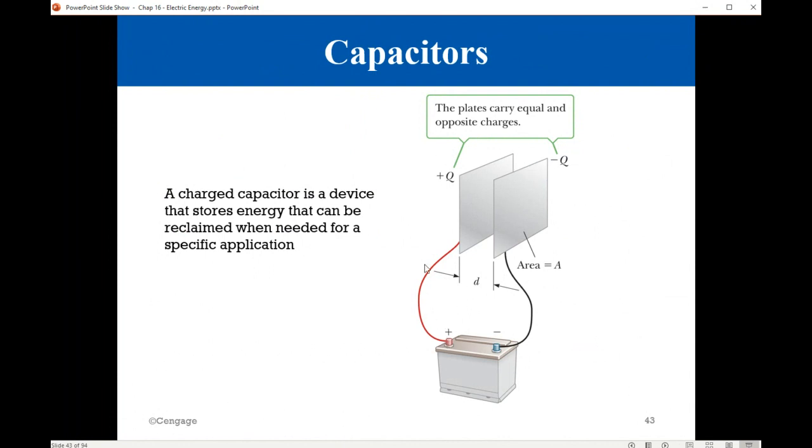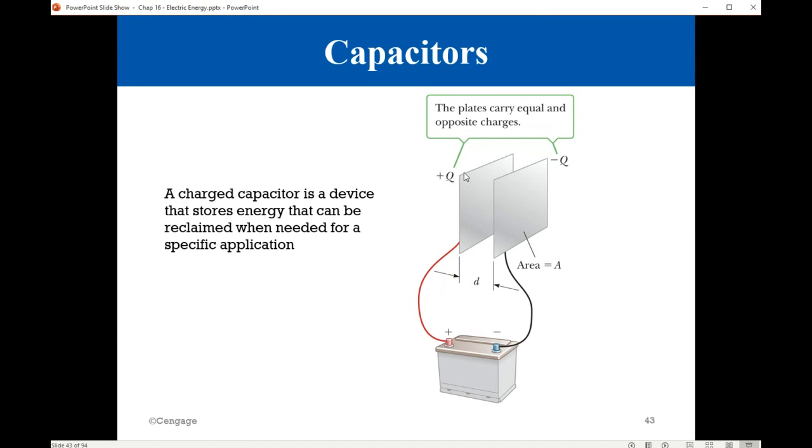This is the positive electrode, so you have positive charge here. This is the negative electrode, so you have negative charge here. Each plate has an area A, and they are separated by a distance D. Such a structure is called a parallel plate capacitor. We can use it for two main goals: to store electric energy or to produce an electric field.